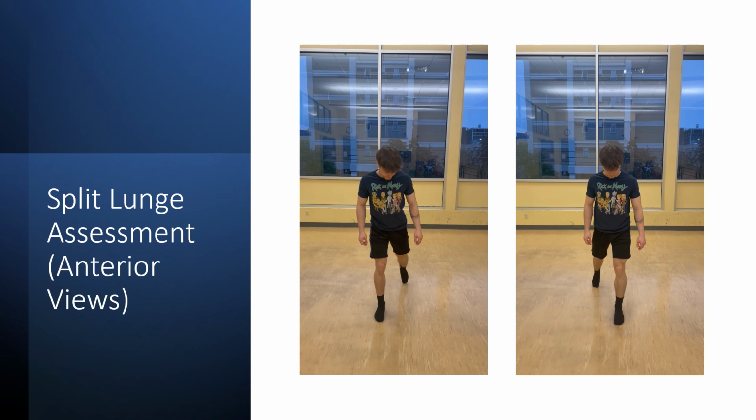So comparing the left and the right sides of the anterior view of the split lunge assessment, we notice that there are some slight differences, but most of the muscular imbalances are similar and are also what is found in the single leg squat assessment. However, we notice that the ankles were not turning out in this situation.